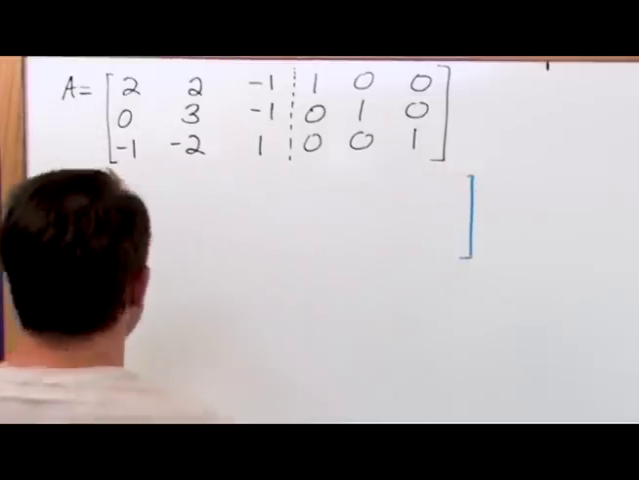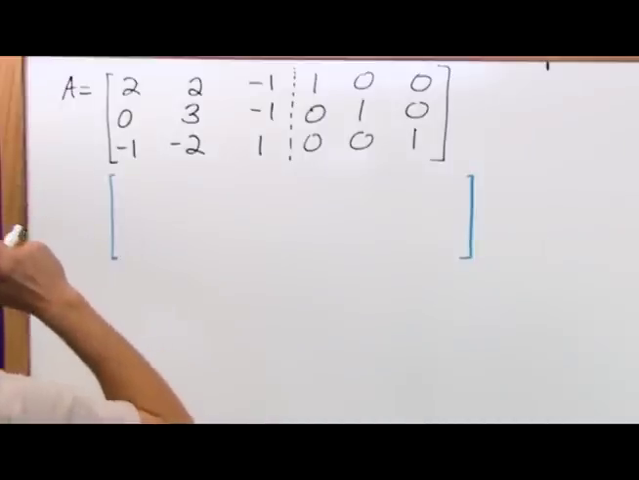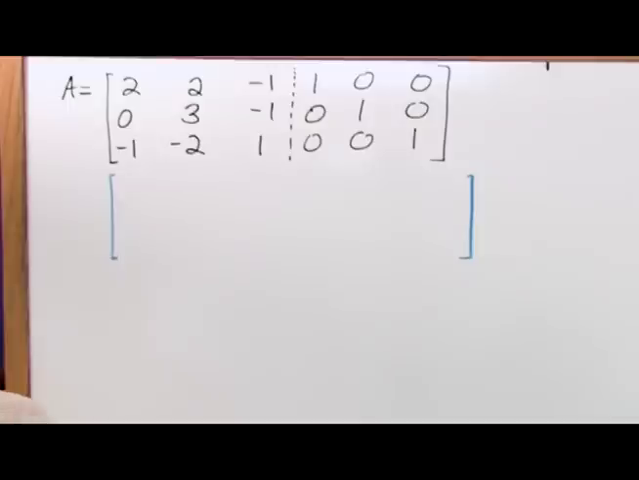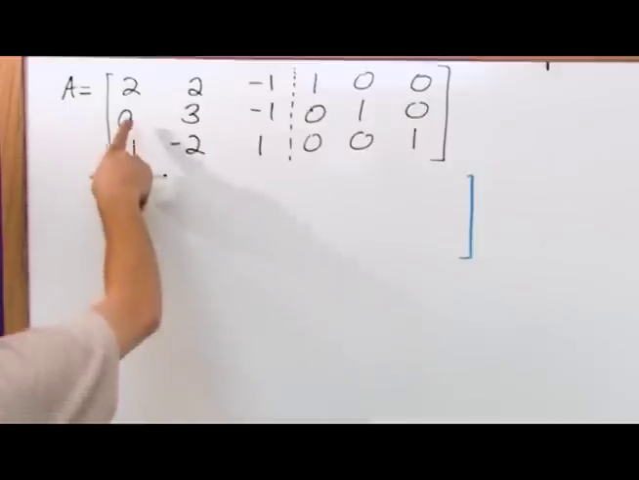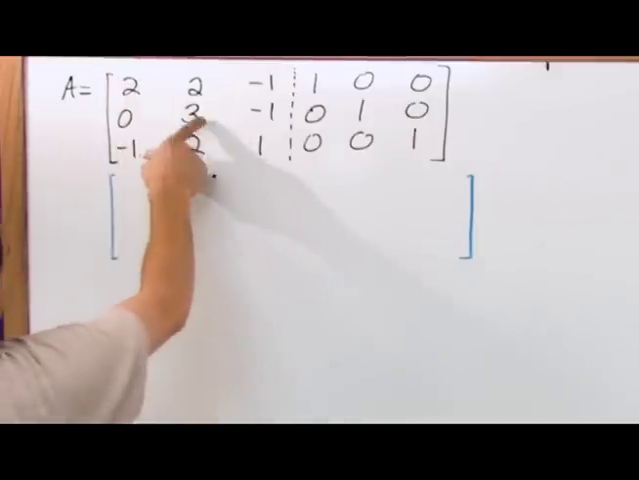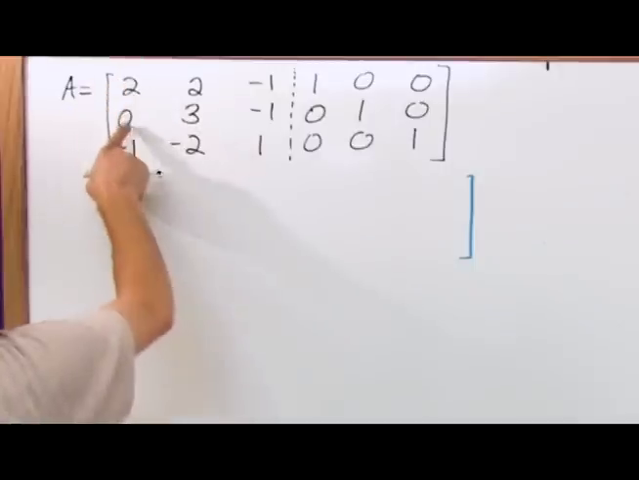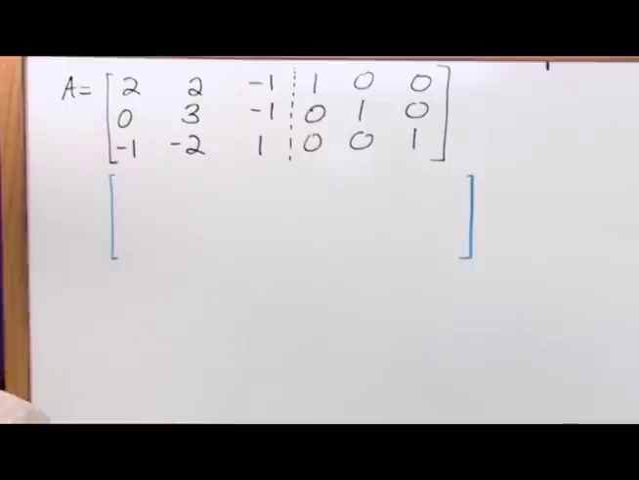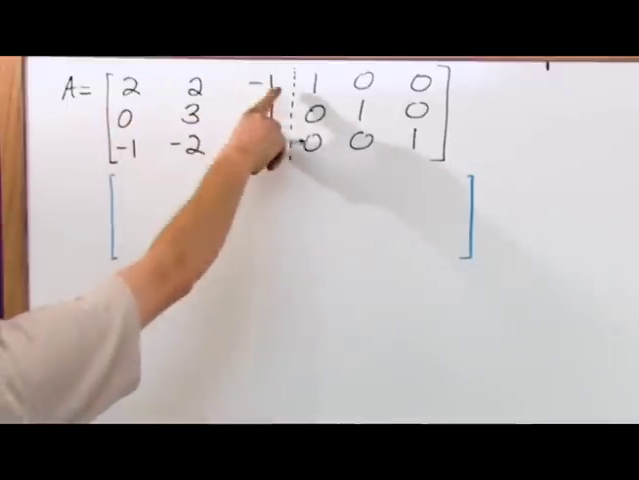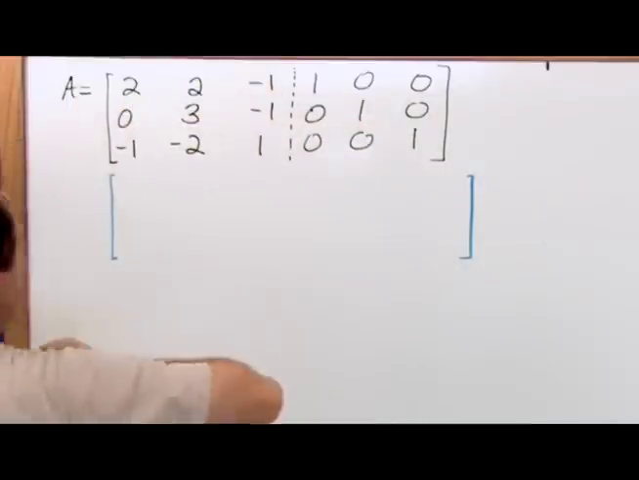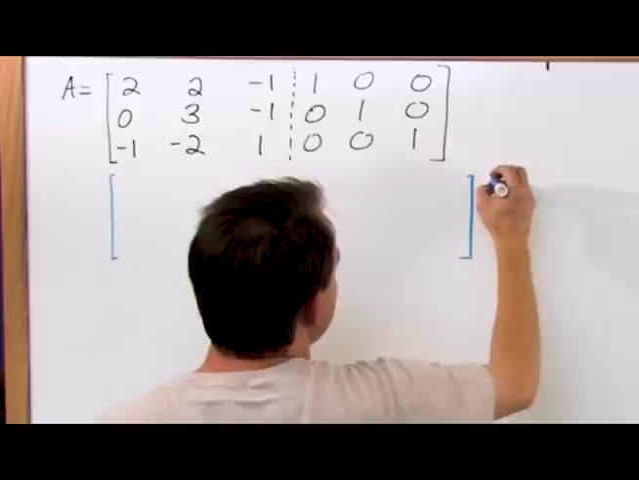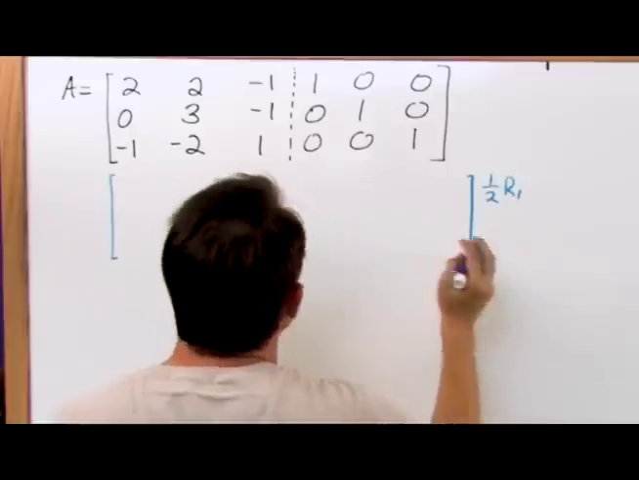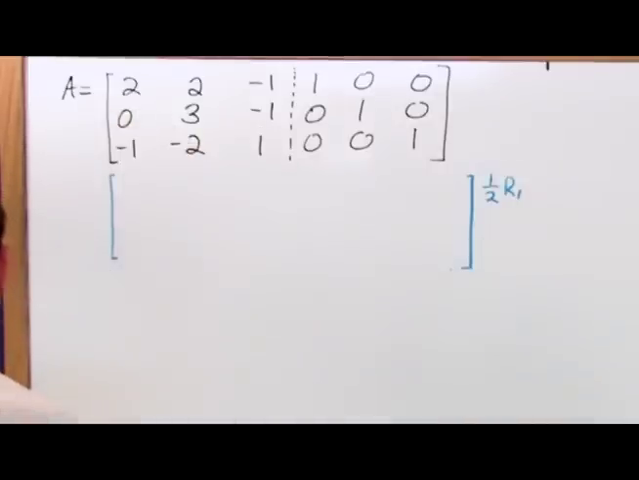The very first thing we want to do, if you just look at what's going on here, you have 2, 2, -1, and you have some other stuff here. The very first thing you want to do is try to make this a 1, because you want ones along the diagonal. You want to put a 1 here, zeros down here, 1 here, and so on. The easiest way to do that is to divide this entire row by 2, so the first step is 1/2 times row 1. That's going to change that into a 1.